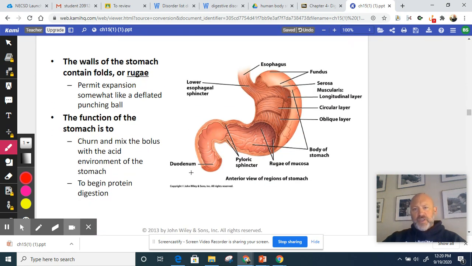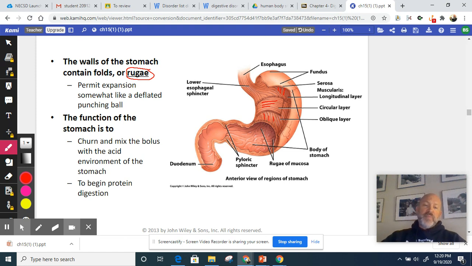Here we see the longitudinal, circular, and oblique layers of muscle. If we look inside, we see a folded inner lining. The folds are called the rugae. And what the rugae do is they allow this organ to expand, right? The stomach expands as it fills.